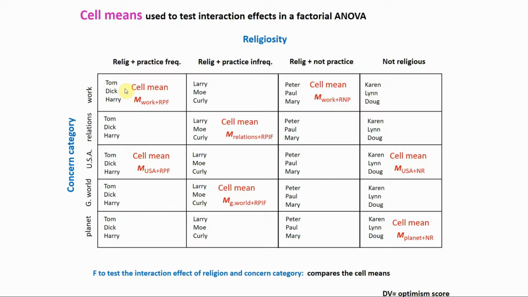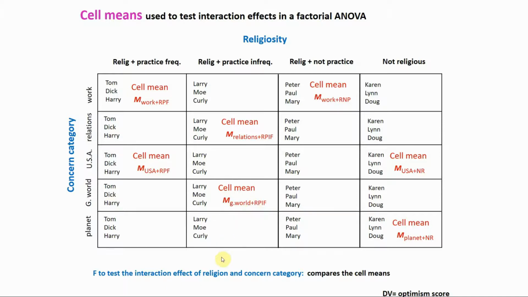So if you're in this cell, that means that you are in the work category as well as practicing religion frequently. So the mean here would be work in combination with religious practicing frequently. If you were here, then this would be the mean for United States, but you'd still be in the religious practicing frequently category, but now it would just be combined with the United States. And so each of these cell means represents a combination of treatments.